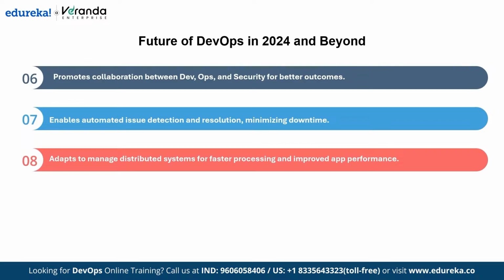Next we have the edge computing. With the rise of edge computing, DevOps will adapt to manage distributed systems at the edge. This enables faster data processing and improved performance for applications that need to run closer to end users.